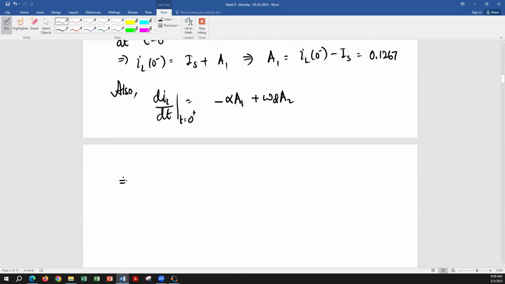How do we write di over dt? Yes, di L over dt is VL over L, very good. VL(0 positive) over L. You guys know that Wednesday is your quiz, right? And the way nobody is answering, I don't think the quiz is going to go very well.